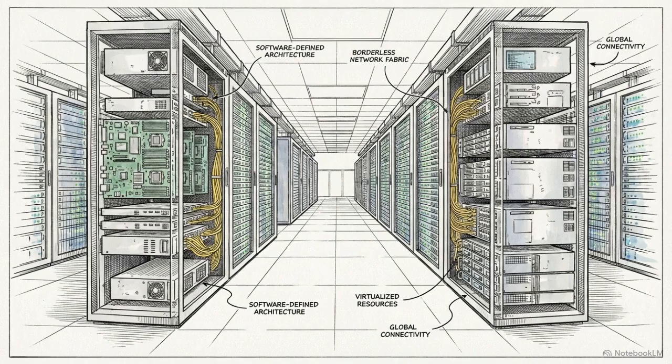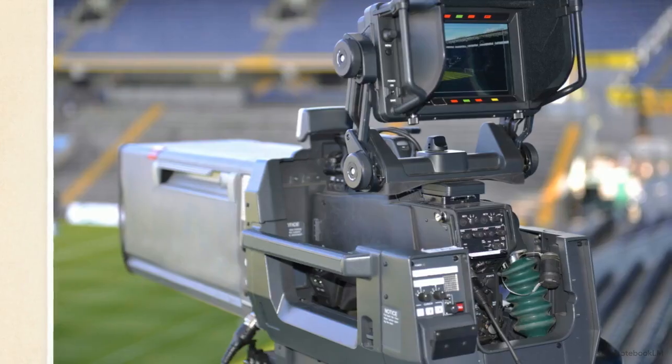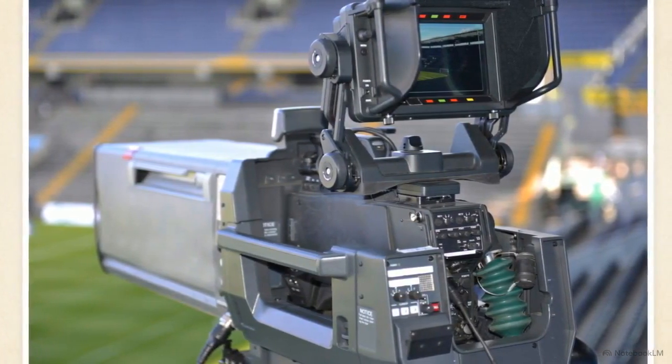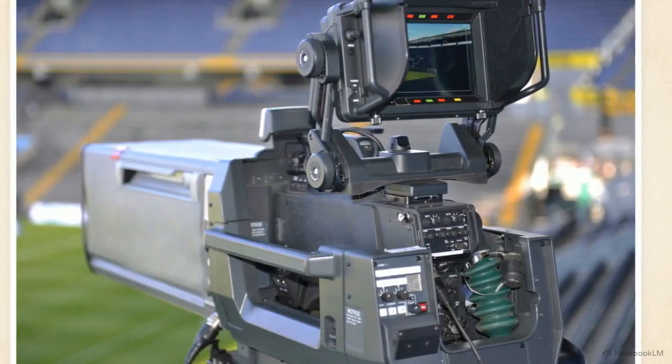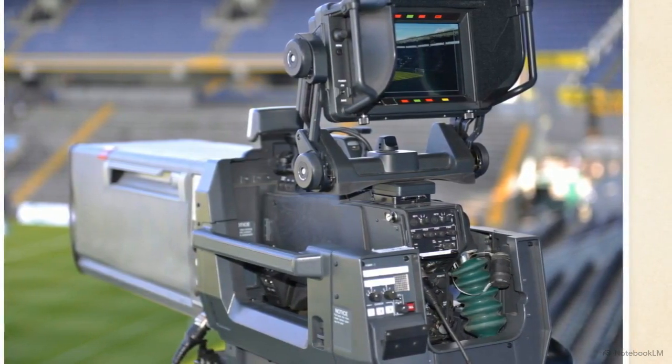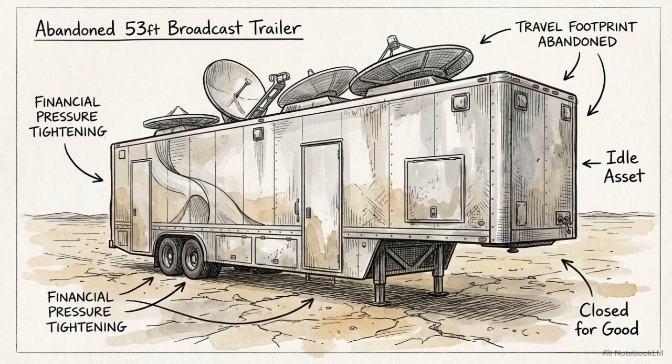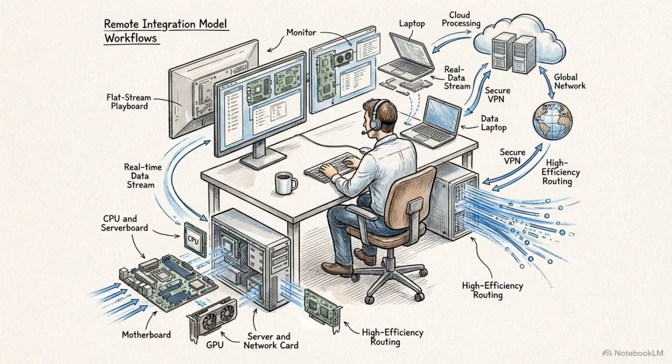This shift is driven by an economic divide. While national networks command premium advertising rates and massive budgets, local regional sports networks, or RSNs, must maintain professional standards while operating under leaner constraints. The RSN business model is currently undergoing a structural collapse. Rapid cord cutting has decimated subscriber revenues, while national leagues are cannibalizing exclusive local broadcast windows and playoff rights to feed national streaming deals. This tightening financial pressure is forcing broadcasters to abandon the expensive travel footprint of traditional OB vans in favor of remote integration model workflows, known as REMI.